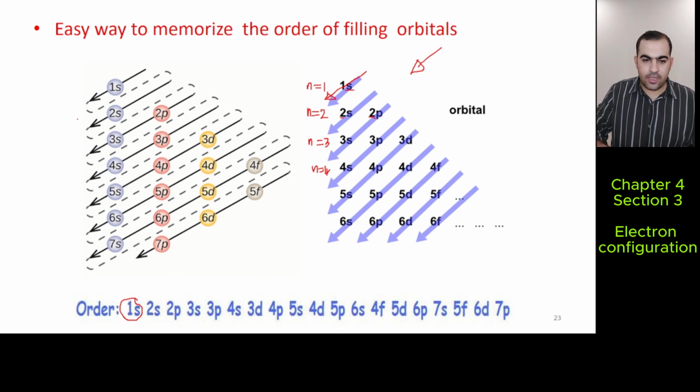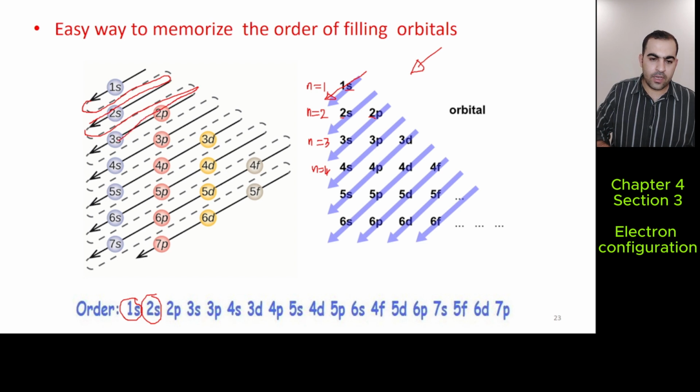Then I bring back the arrow. So then it passes through what? 2s. 2s is the second lowest energy orbital. Then I bring back the arrow and pass through the sublevels. Then it passes through 2p and 3s. 2s, after 2p comes 3s.